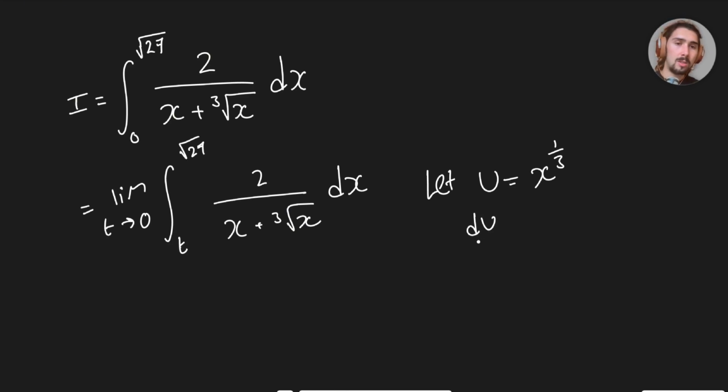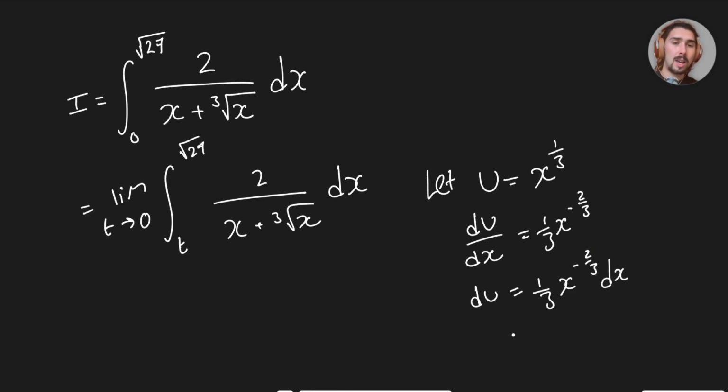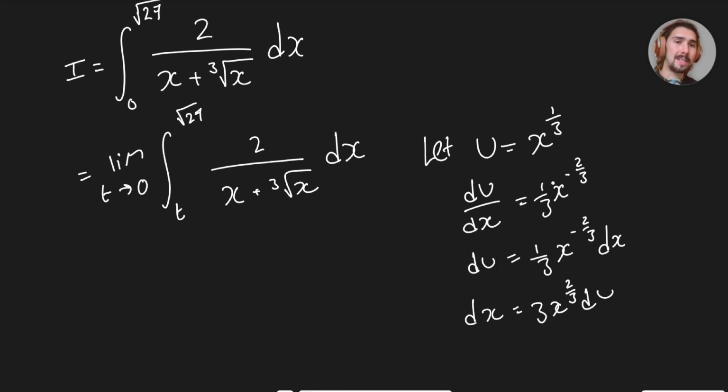So du/dx would be a third times x to the minus 2/3. That means du would be a third times x to the minus 2/3 dx. And then times both sides by 3, times both sides by x to the power of 2 over 3, you're going to have dx is 3x to the 2 over 3 du. And finally, x to the power of 2 over 3 is actually just u squared, okay, because u is x to the power of a third. So dx is 3u squared du, okay?